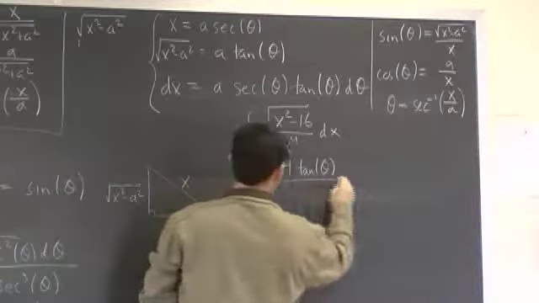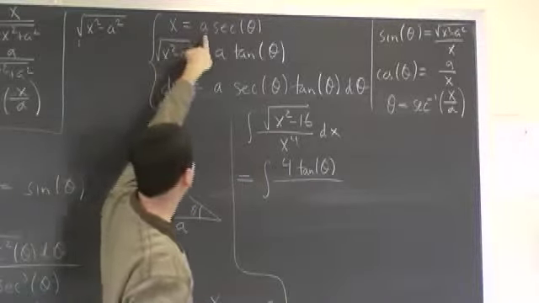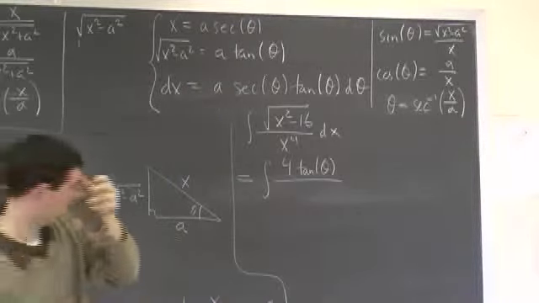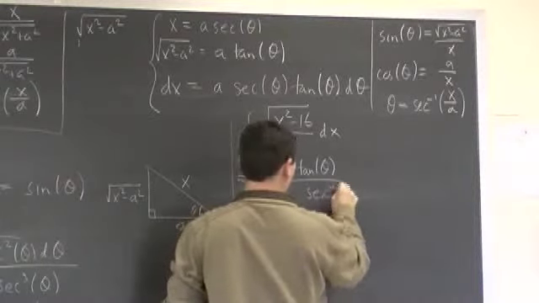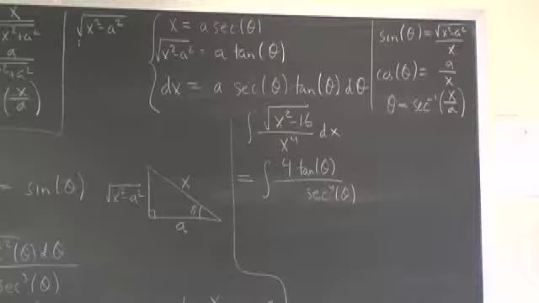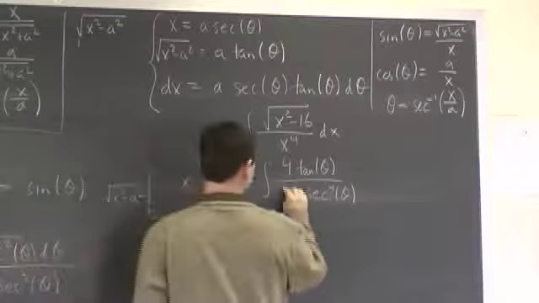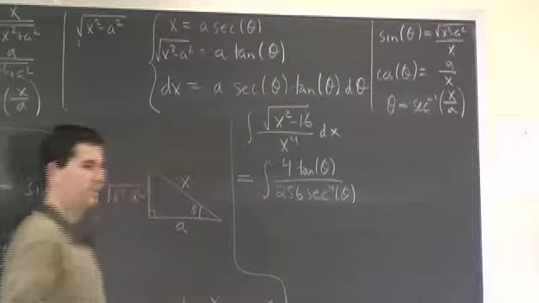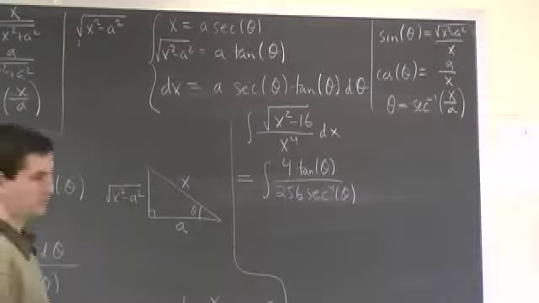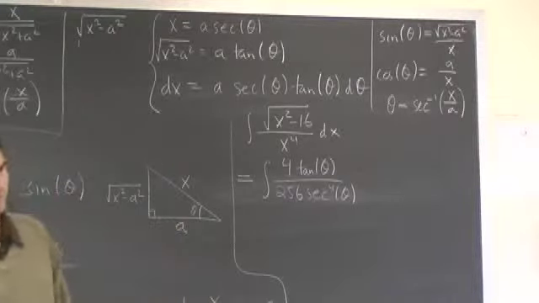Then we divide by x to the fourth. So x is 4 secant of theta. To the fourth power, we're going to get secant to the fourth. And then we need to know what's 4 to the fourth power. Very good, 256. 4 to the fourth is the same as 4 squared squared. 4 squared is 16. 16 squared is 256. Or 2 squared to the fourth, which is 2 to the eighth. 2 to the eighth is 256.